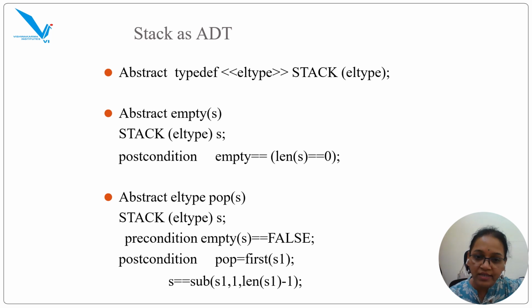Stack element type S is your input. Precondition: empty of S is equal to false. That means you have to check a precondition before pop that the stack should not be empty, and the postcondition is that pop is equal to first of S1 and S is equal to sub S1, comma, 1, comma, length of S1 minus 1. It means that you can pop the element which is at the first position, at the topmost position, and once you pop the element, you have to update the top, okay, to the next position.